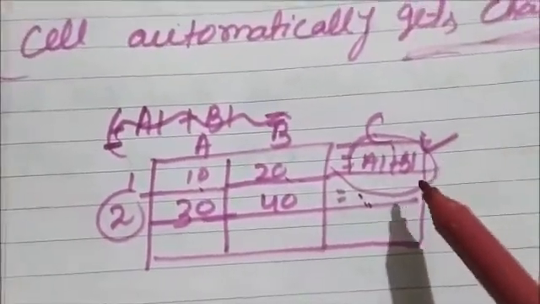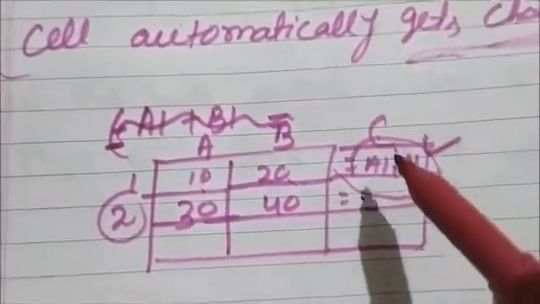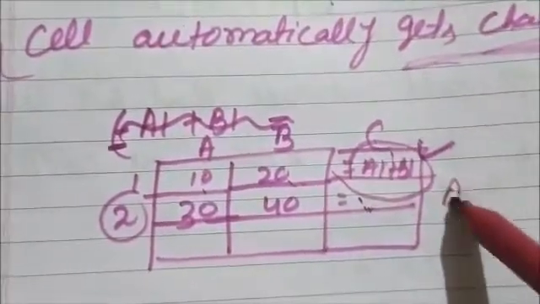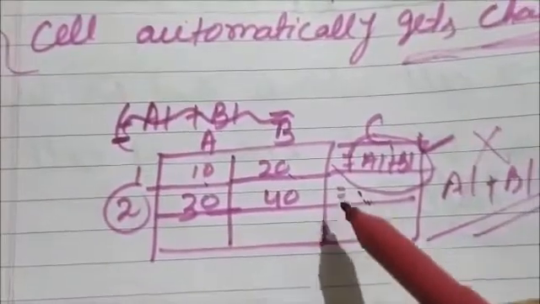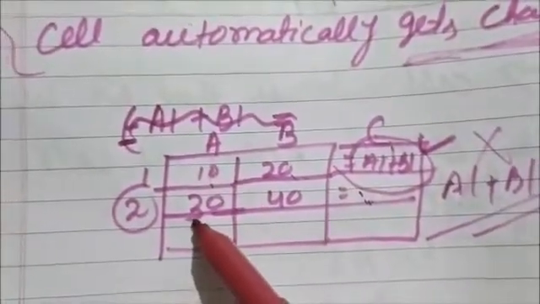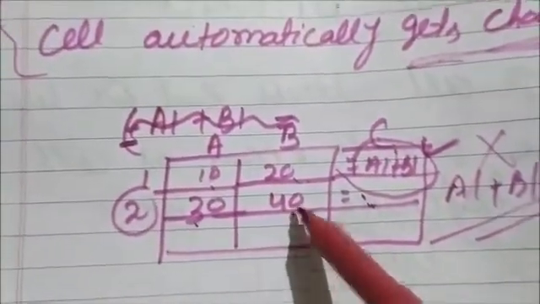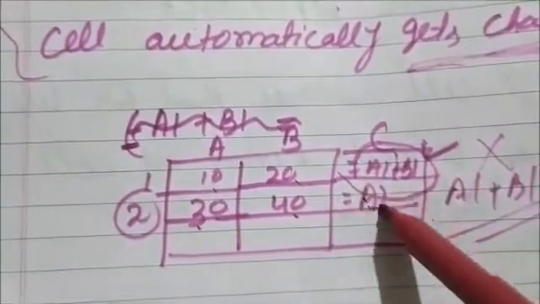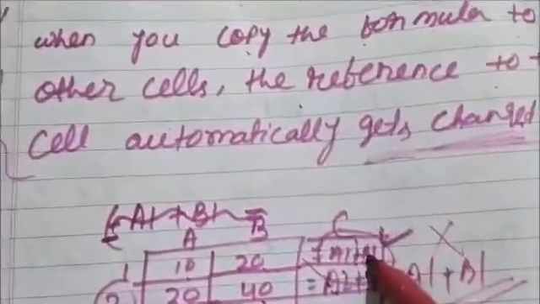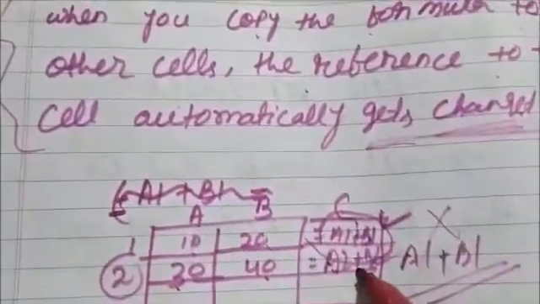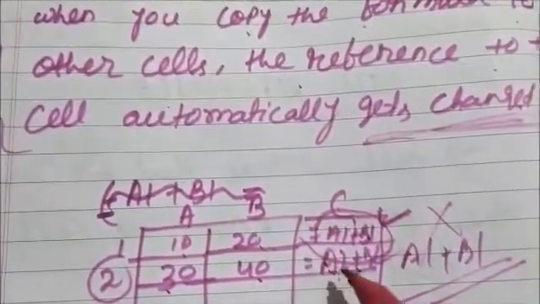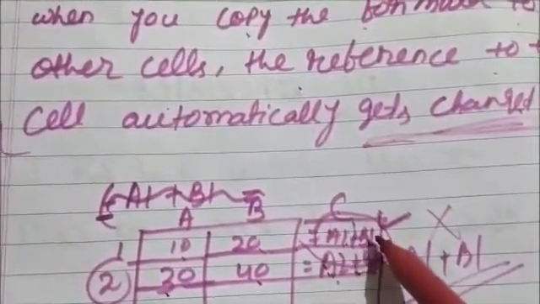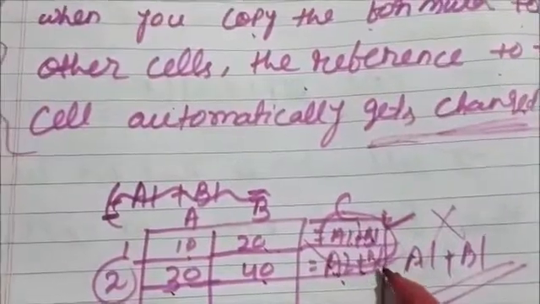Logically, when I copy this formula, it should again be A1 plus B1. But it will not be like that. It will be changed, it should be A2 and B2. This formula changed to A2 plus B2. So what it is saying is that when you copy the formula to another cell, the reference to the cell automatically gets changed. It was changed from A1 B1 to A2 B2.